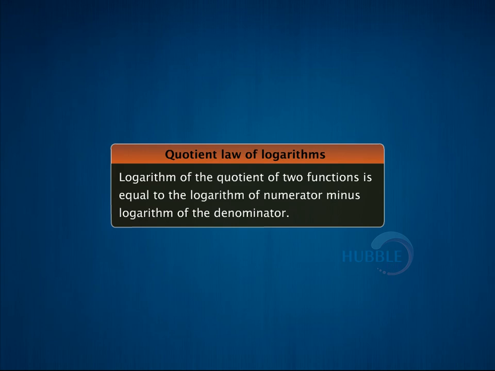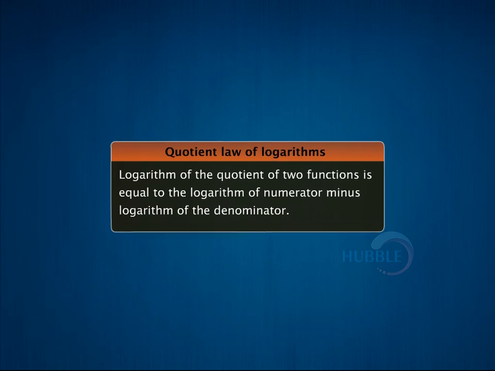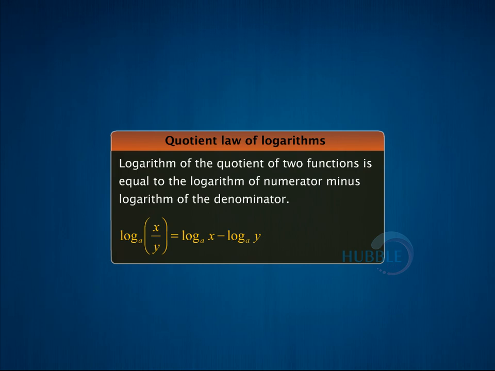Next, let's see the quotient law of logarithms. The quotient law of logarithms states that the logarithm of the quotient of two functions is equal to the logarithm of the numerator minus the logarithm of the denominator. We write this mathematically as log of x over y to the base a is equal to log x to the base a minus log y to the base a.